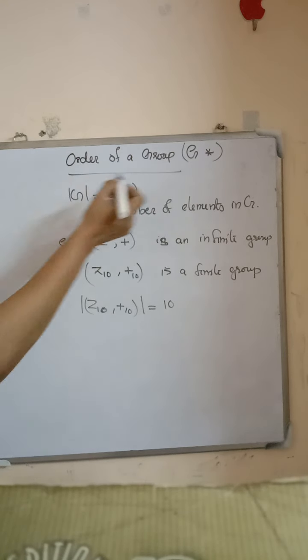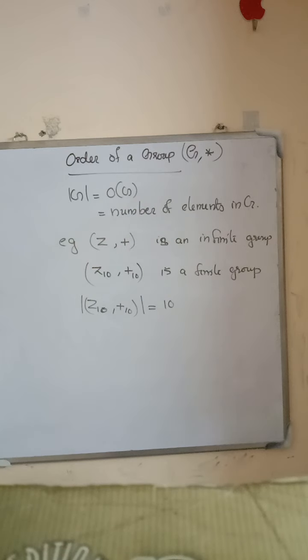A set G with an operation star is a group if it satisfies closure property, associative property, existence of identity and existence of inverse. Order of a group is denoted by modulus G or order of G. This denotes cardinality of G. Order of G is not modulus, it's cardinality of G. That is the number of elements in G. Just the number of elements of G is the order of G.